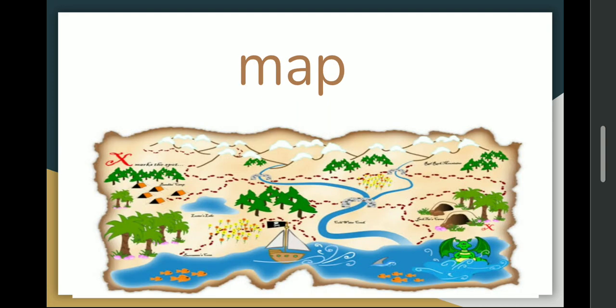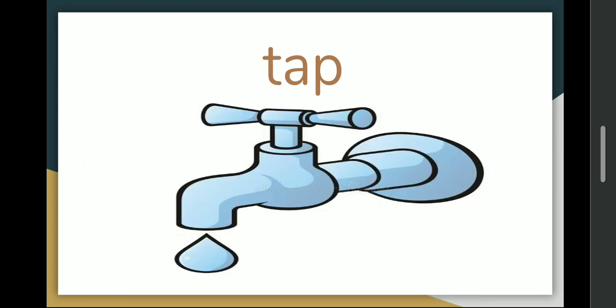Next one, map. Repeat after me, map, map. So everybody knows as well what a map is. You know, we use a map to find a treasure. Or also, we as adults, we use maps just to not get lost, right? So maps help us out to find our way, all right? So map. Next one, repeat after me, tap, tap.